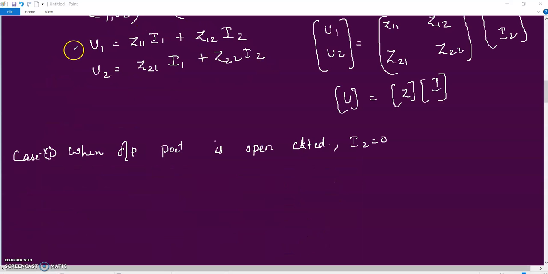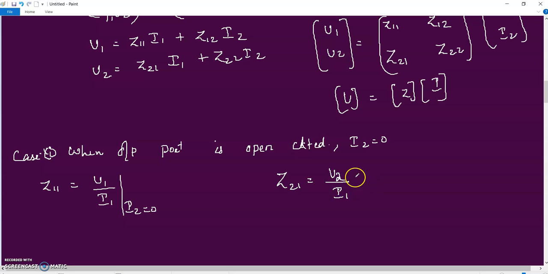From these two Z parameter equations, when I2 is put as 0, we can get Z11 and Z21. Let's see that. Z11 is equal to V1 by I1 when I2 is equal to 0. We can write it from this equation. And also Z21 is equal to V2 by I1 when I2 is equal to 0. That is from the second equation.